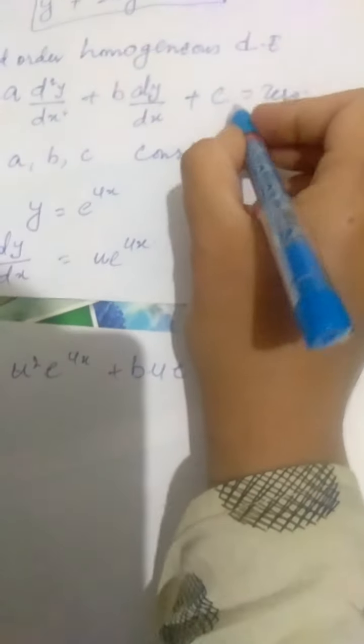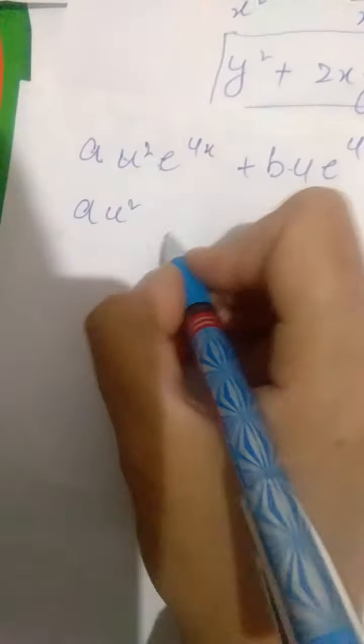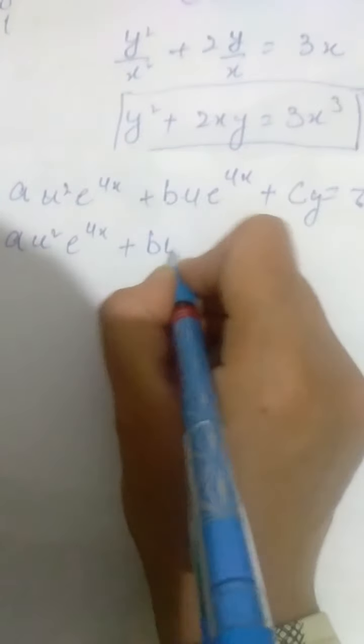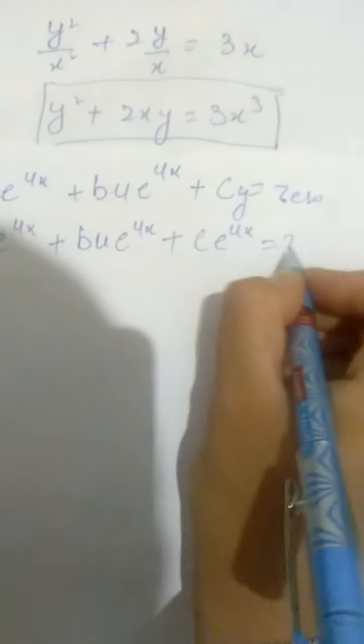Again, for y, we are going to write in the next step a u squared e to the power ux plus b u e to the power ux plus c e to the power ux is equal to 0.